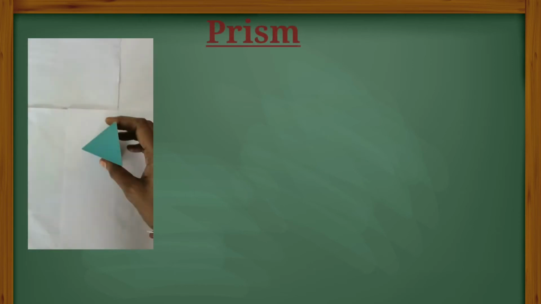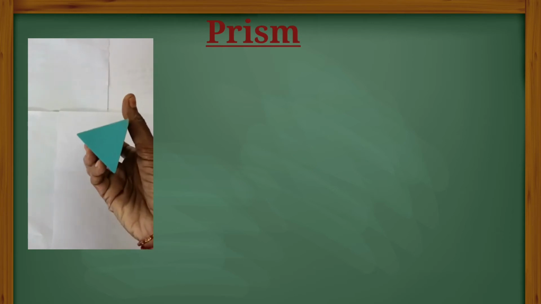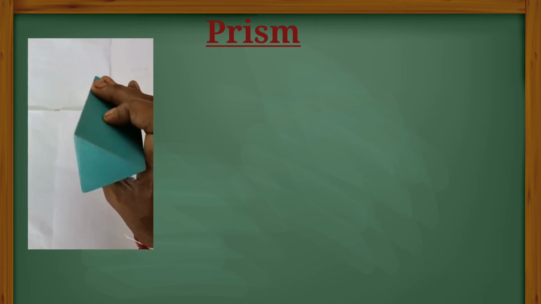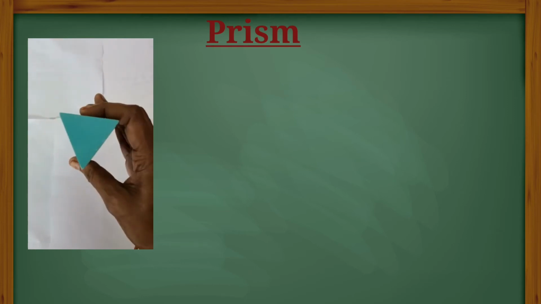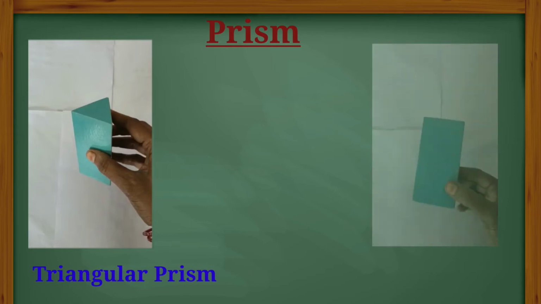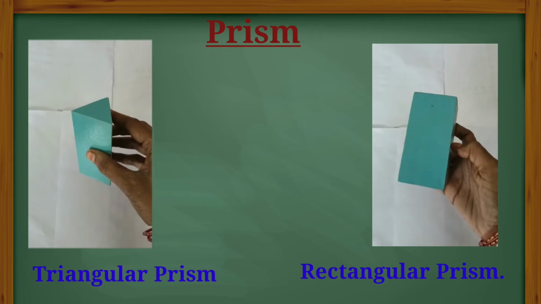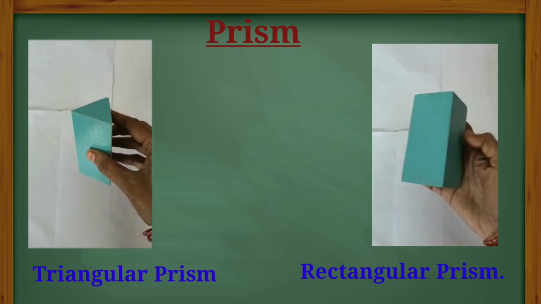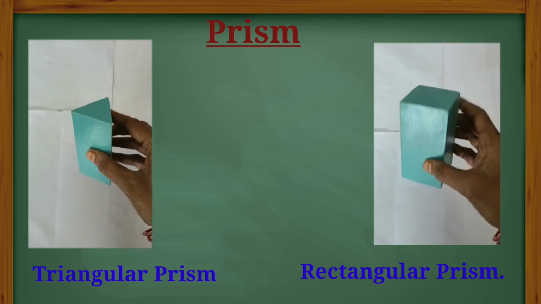Now look at the screen, children. It is called a prism. Two of its faces are in the shape of a triangle. Other faces are either in the shape of a rectangle or a parallelogram. It is a triangular prism. If the prism has a rectangular base, it is a rectangular prism. Look at the screen. You will identify the triangular prism and the rectangular prism. Did you understand about this?